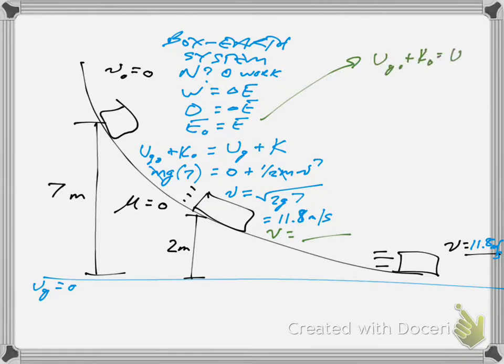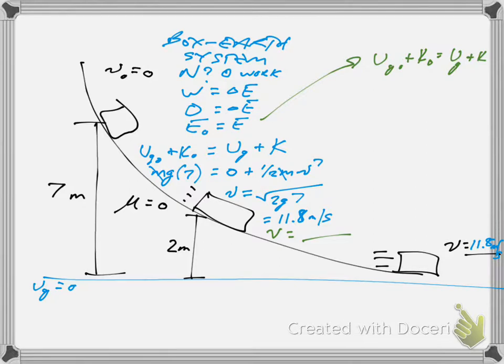Now, I might ask, what is the speed when the box is 2 meters above the ground, like this case in green? Well, I could start all over, and I could say the change in height is going to be 5, and I'm going to define the gravitational potential energy as 0 at the 2 meter mark instead of down at the bottom. I could do that, but I don't have to. You see, what I've said by saying that the work on the system is 0 is that the system can't change total mechanical energy ever.